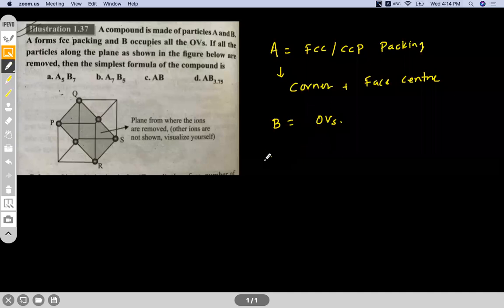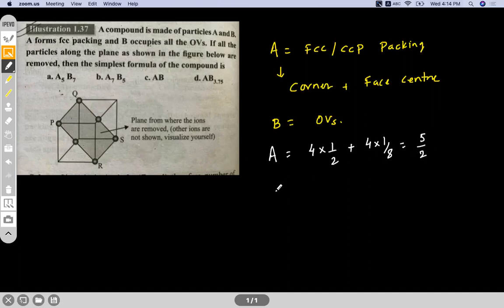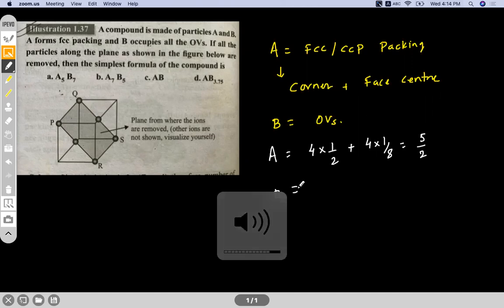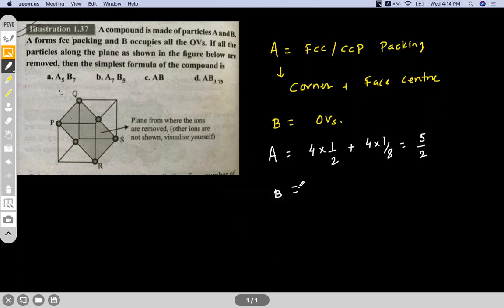So the contribution of A, if you see here, that would be 2 face centers have been removed. So 2 × 1/2 and 4 cornered atoms have been removed. So 4 × 1/8. Is it correct? Yes. So it is 2.5, sorry, 2.5 means 5/2. Correct? If you talk about B here, what do we mean 2.5? It should be 2, right? Only 2 face centers. Yeah, 2 face centers have been removed. So, but you wrote 4.5.